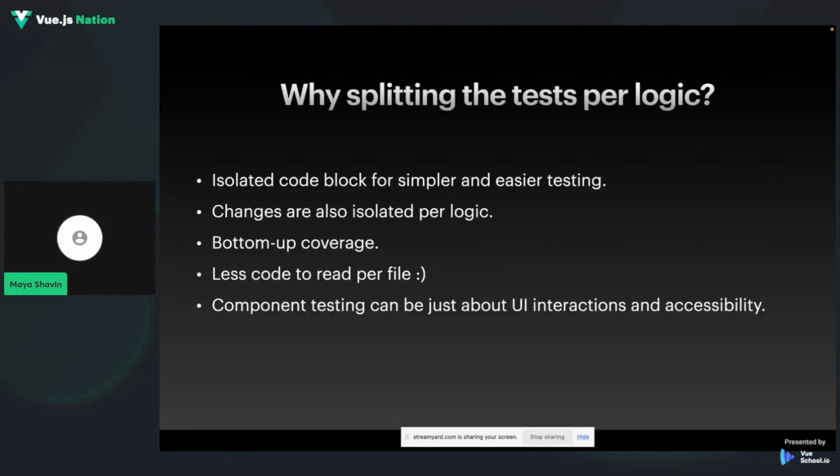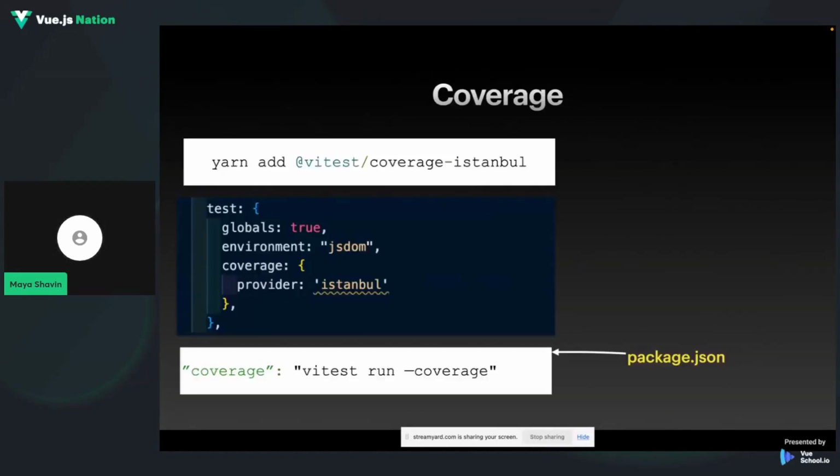It's very isolated. And that's why we're splitting the test by logic, because now we have the bottom-up coverage. We have useSearch and useMovie tested correctly, and we can reuse them in other components, knowing that this composable is tested. And you can leave the component testing to be purely about UI interactions, UI integration with the logic, and also accessibility. You don't have to put everything in one place and make it harder for other people to understand what is going on. Better readability.